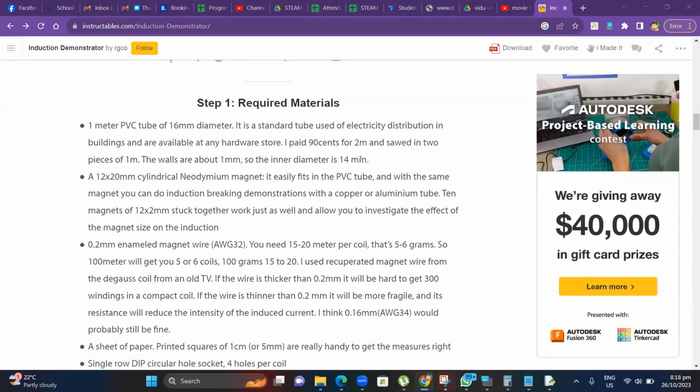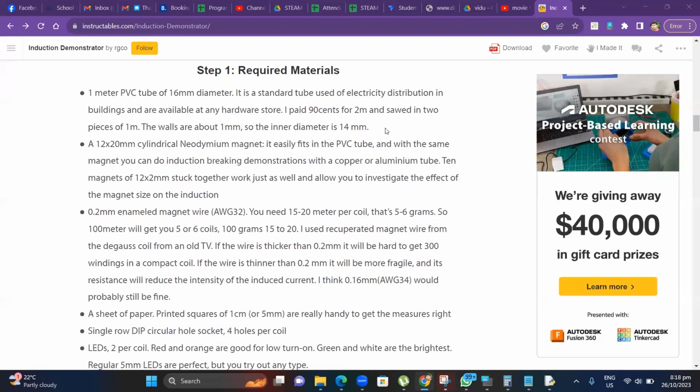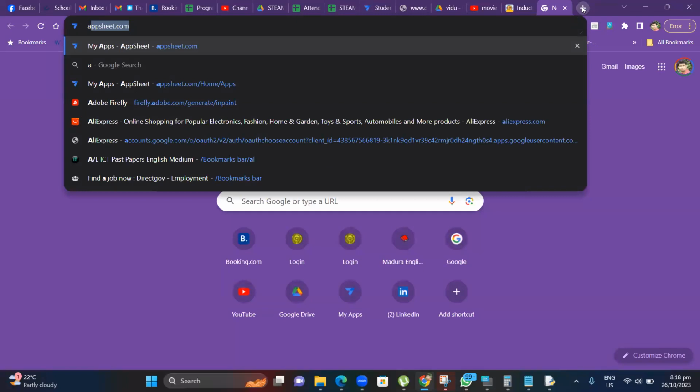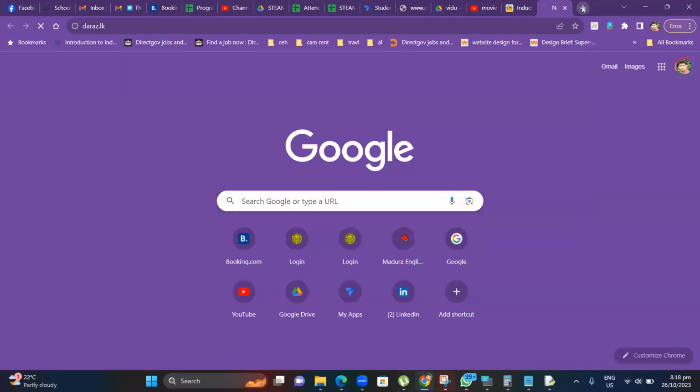Here he has even explained the amount he paid, and here it is a 12 into 20 millimeter cylindrical neodymium magnet. This magnet, I think, is hard to find in Sri Lanka. But still, you can order from AliExpress, or I saw something like it at Daraz.